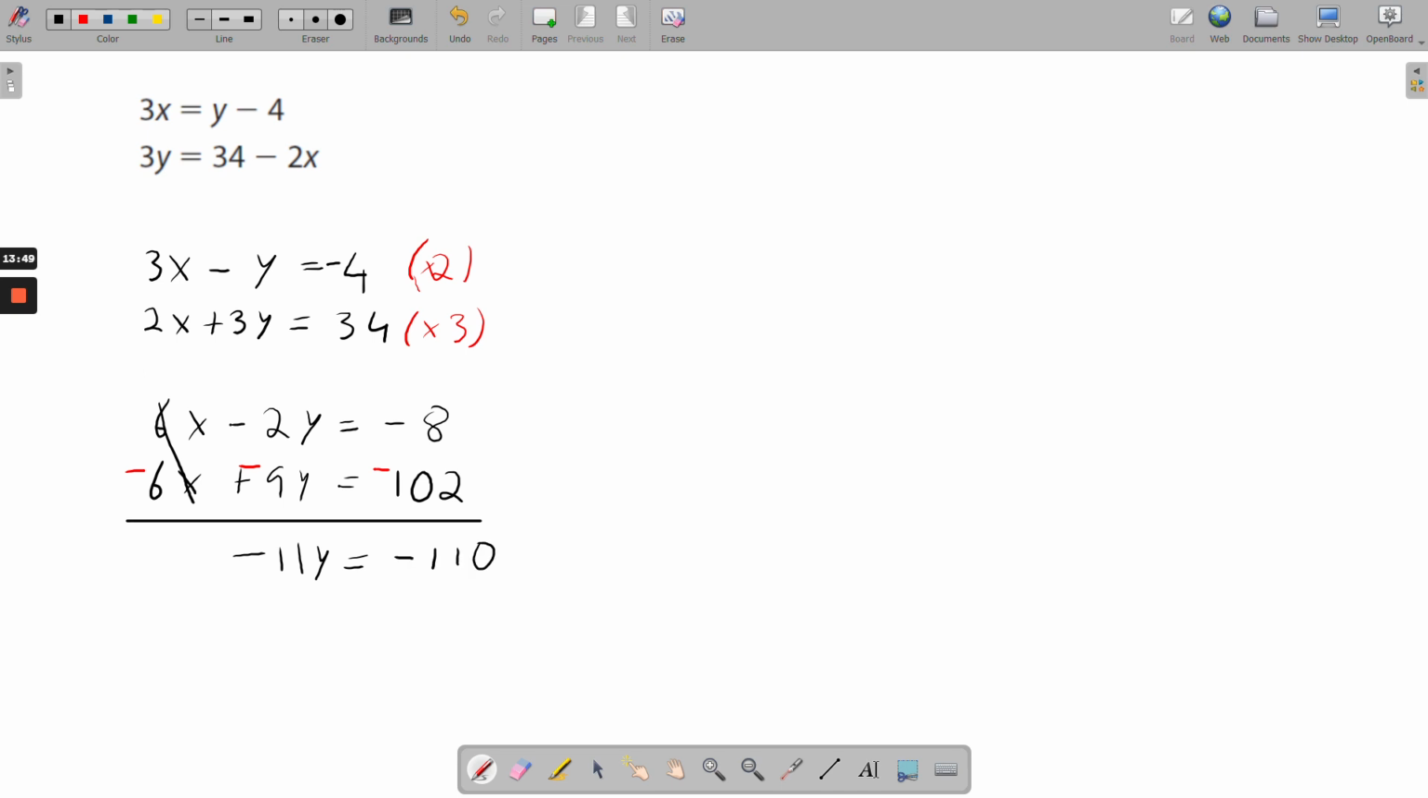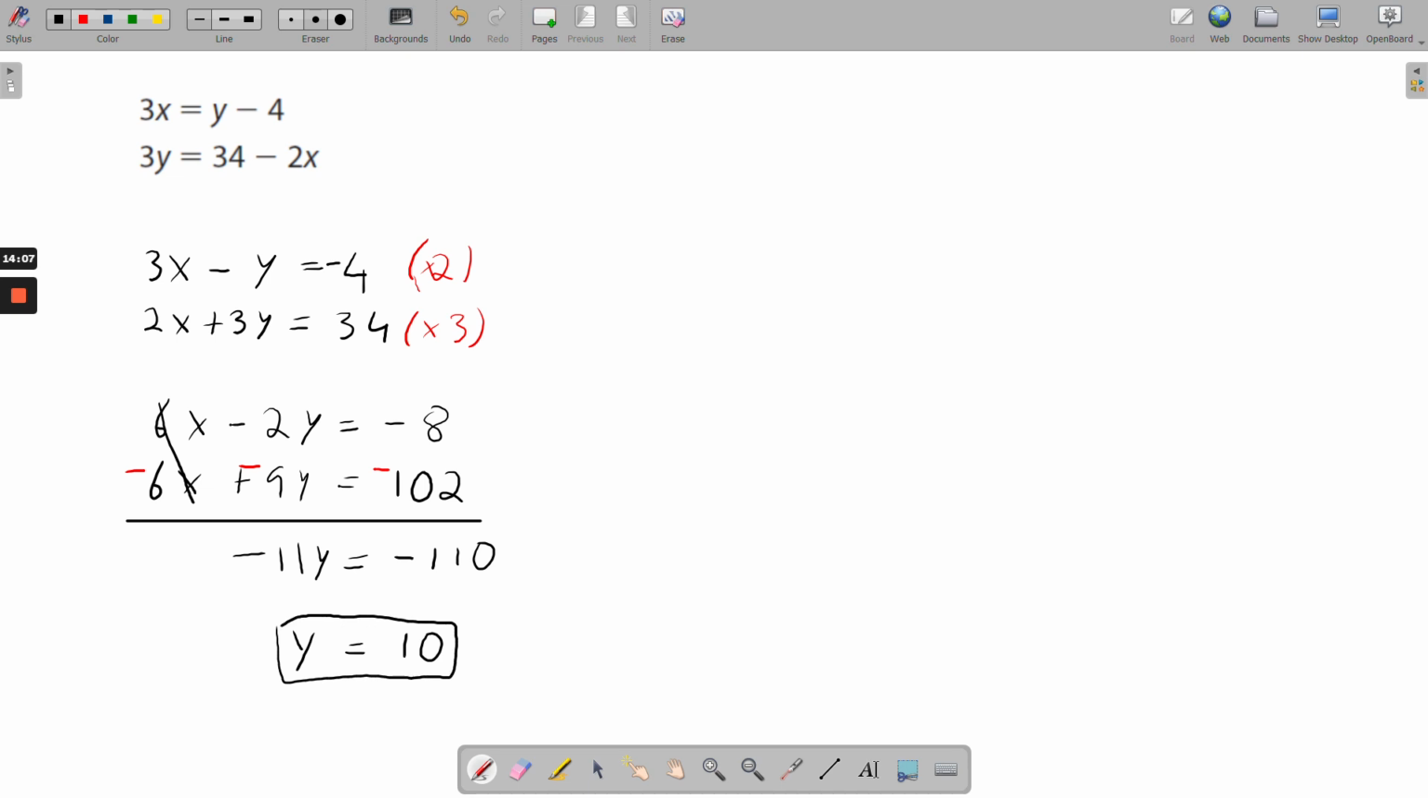So in this case, we can divide both sides by minus 11. I'll skip through this one. So it's going to be y: minus 11 into this gives us y, and then minus 11 into this, minus into minus is going to give us plus 10. So y is going to be equal to 10.